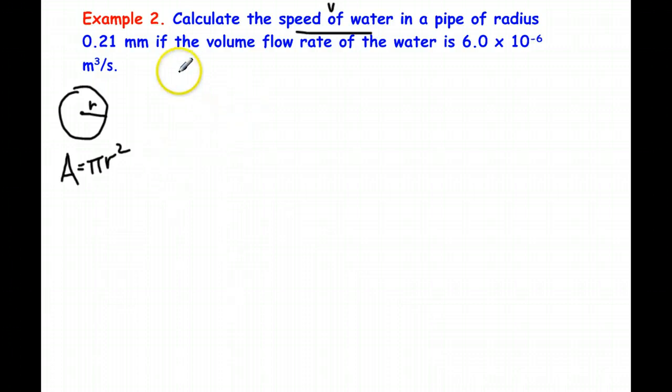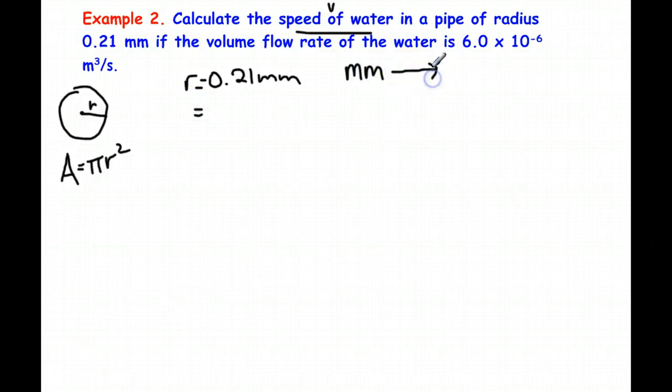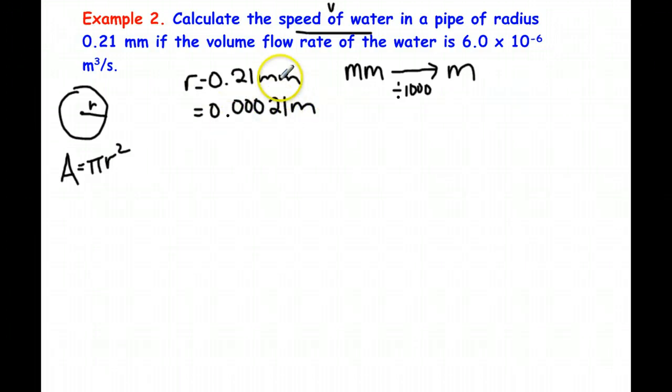Okay, so they're telling us that the radius is 0.21 millimeters, and we have to convert our millimeters to meters. So you need to know that millimeters to meters is dividing by 1,000. And so we end up with 0.00021 meters. That's the same radius as what it is in millimeters. And our volume flow rate is 6.0 times 10 to the negative 6. That's given to us in our calculation, meters cubed per second.